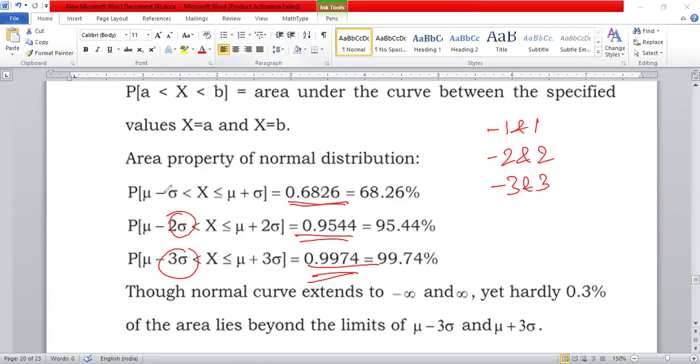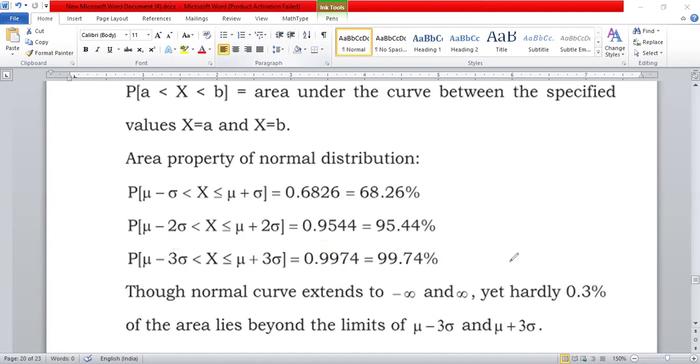Note that normal distribution is also very important for a 5-mark question. They might ask, write any 5 properties of normal distribution. So this is an important one.